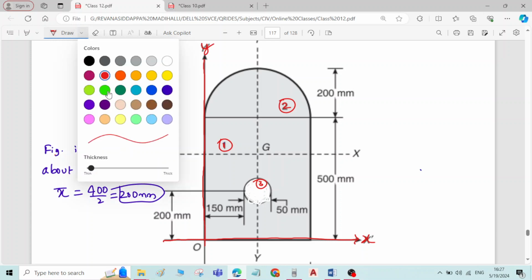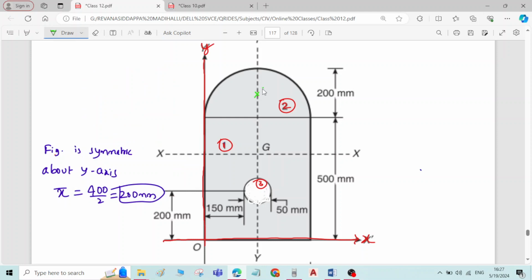And let me write the formula as well. If I take G2 as the centroid of the semicircle, the distance of the centroid of the semicircle from its diameter is always 4r by 3 pi, and the distance from the end point is always equal to the radius. Then for the rectangle it is b by 2 and d by 2, I am not going to write it. And for the circle, the centroid will always be at its center only.